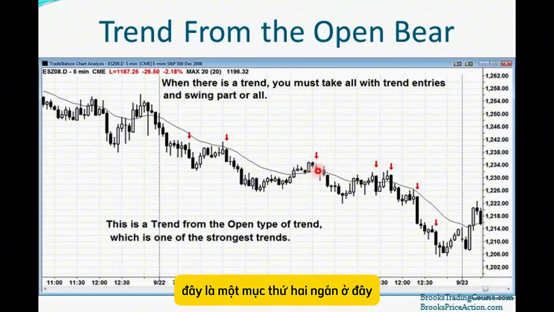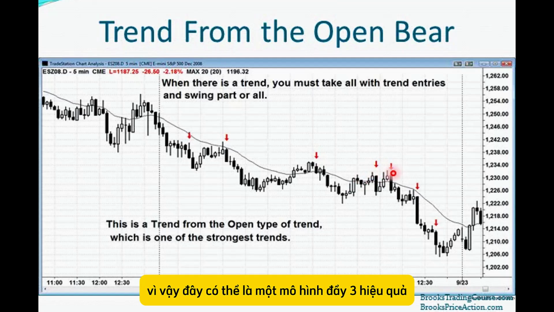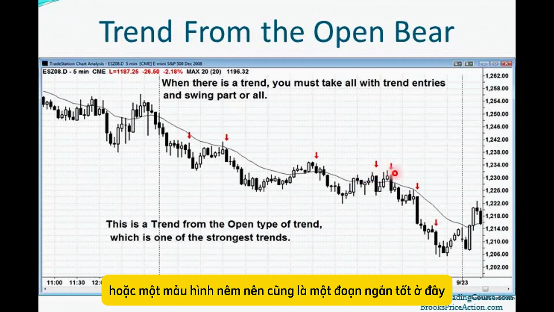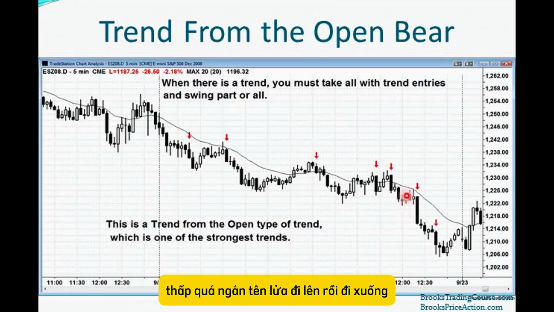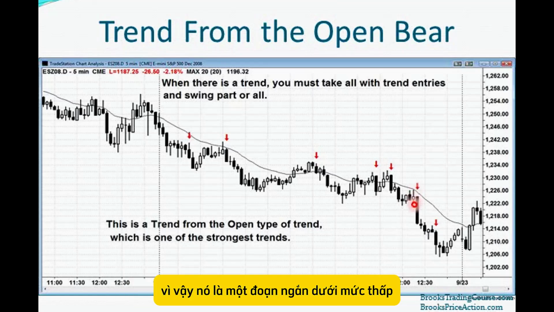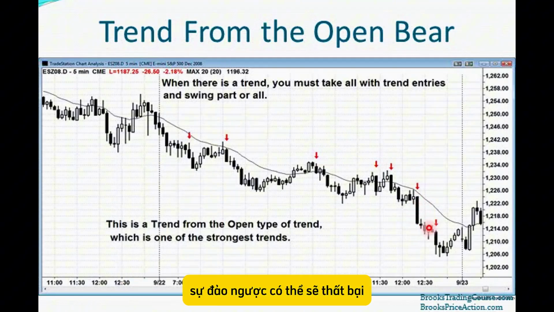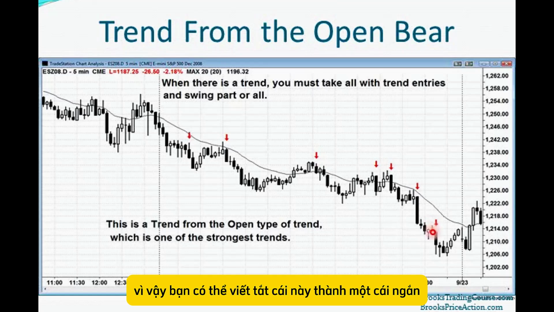Here's a second entry short. Here, a bull spike and 3 pushes. So this could be effectively a 3 push pattern or a wedge pattern, so also a good short. Here, a low 2 short. The market went up and then down, and then another bull body up at the moving average, so it's a short below the low. A bear micro channel after a very strong bear spike. The reversal up will probably fail, so it's okay to short this as a low 1 short.